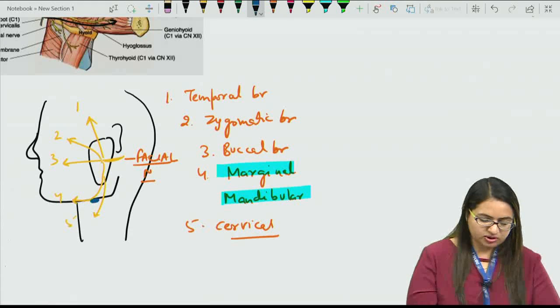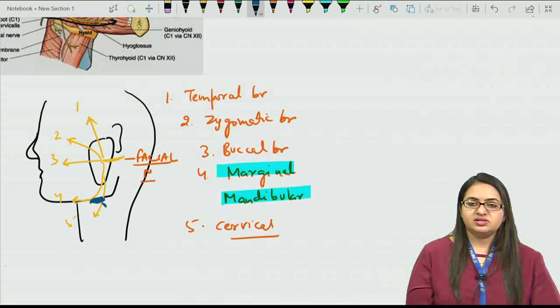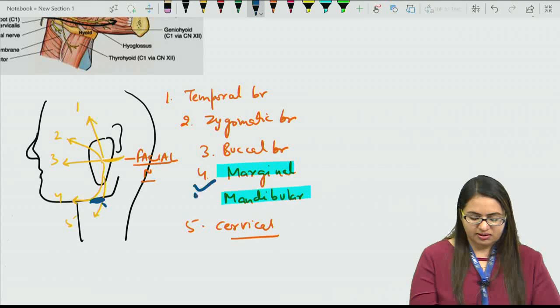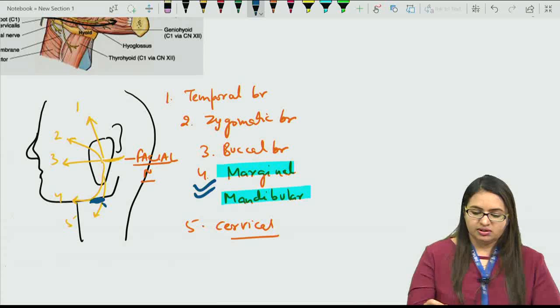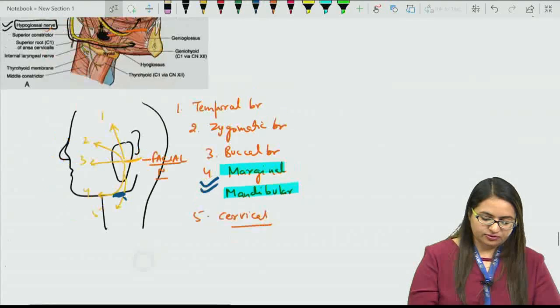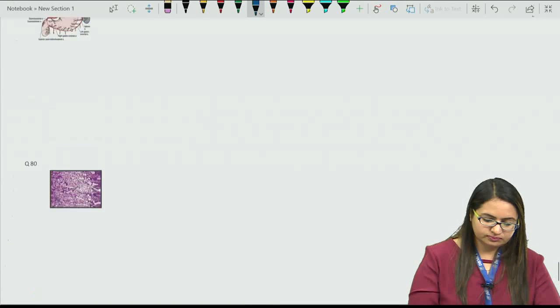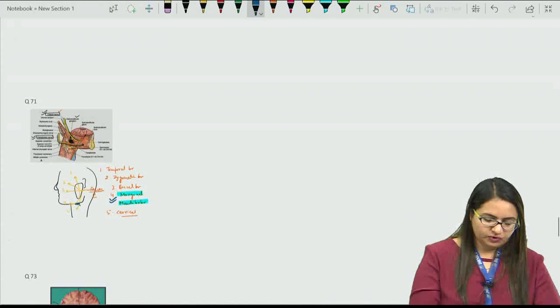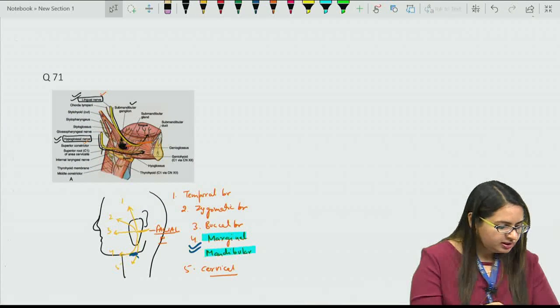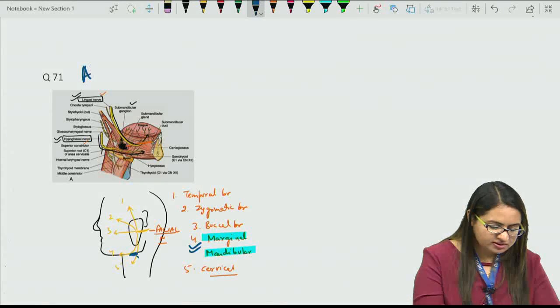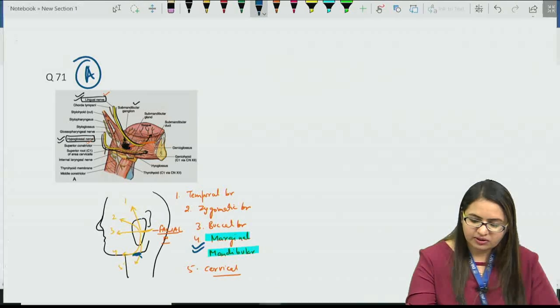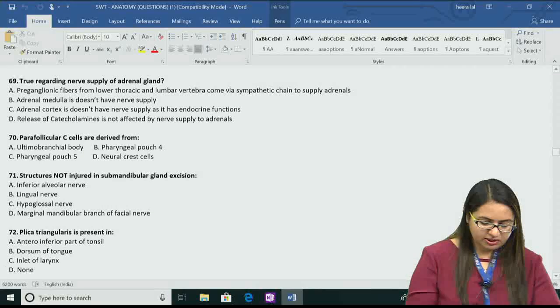The submandibular gland, the location is almost near the angle of the jaw. So, whenever we are doing the excision of the submandibular gland, this again is a nerve which can be injured. So, therefore, for this question number 71, we have the answer A, that is the inferior alveolar nerve.